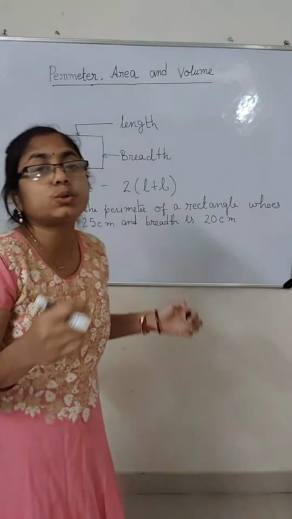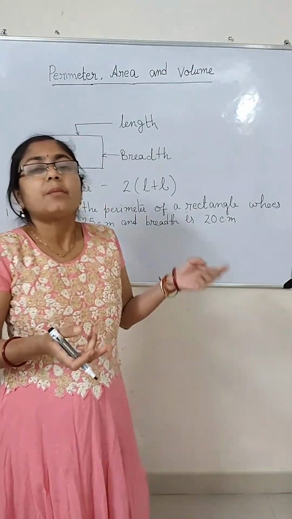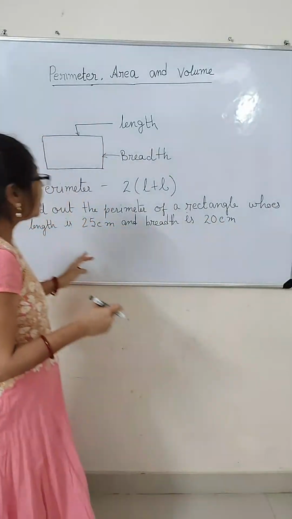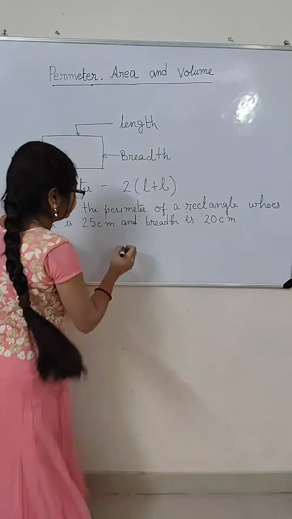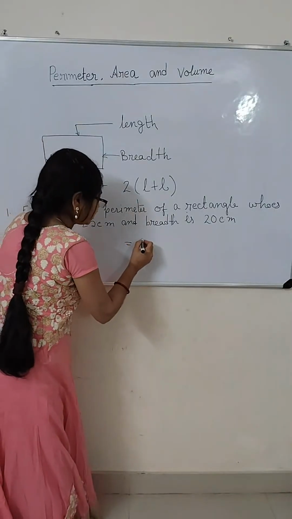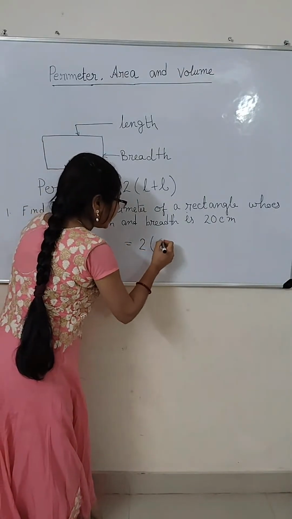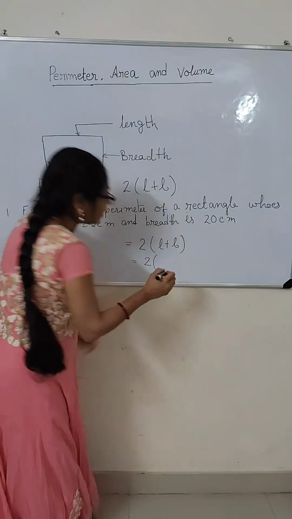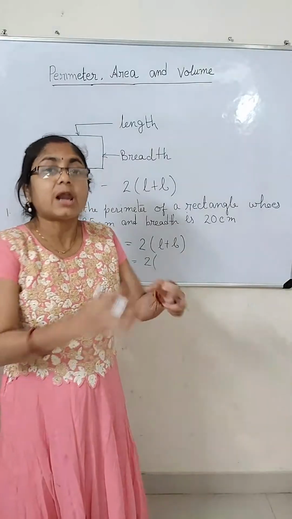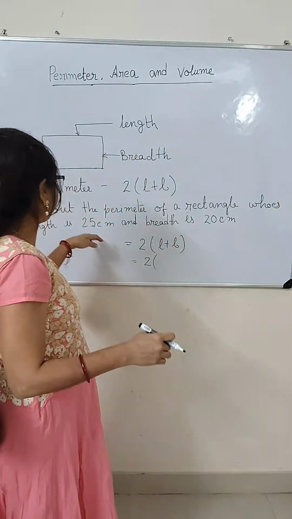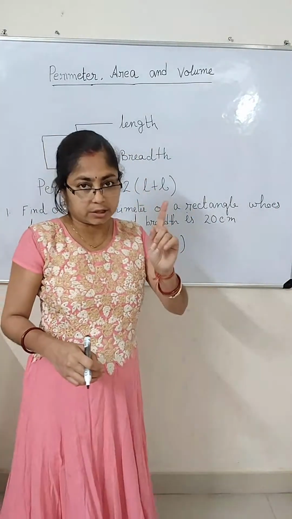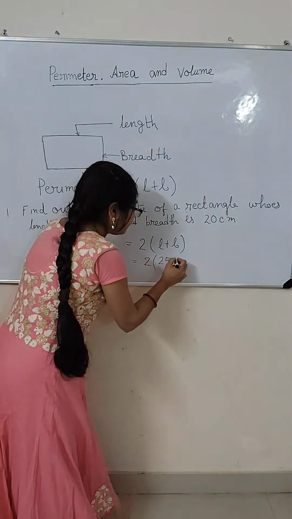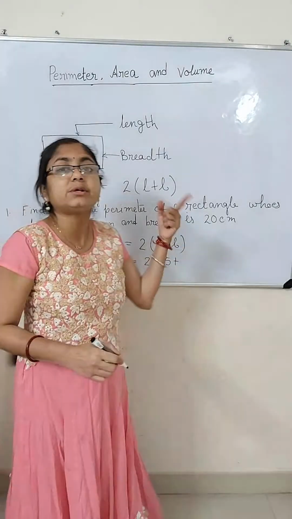Please, all my students who join in the class, please complete all the maths and then send me. First, we write the formula: 2 into L plus B. Now, you find the value. What is the L? L means the big one. Here, the L value is 25 centimeter, so I write only 25. Then plus B. B means 20.